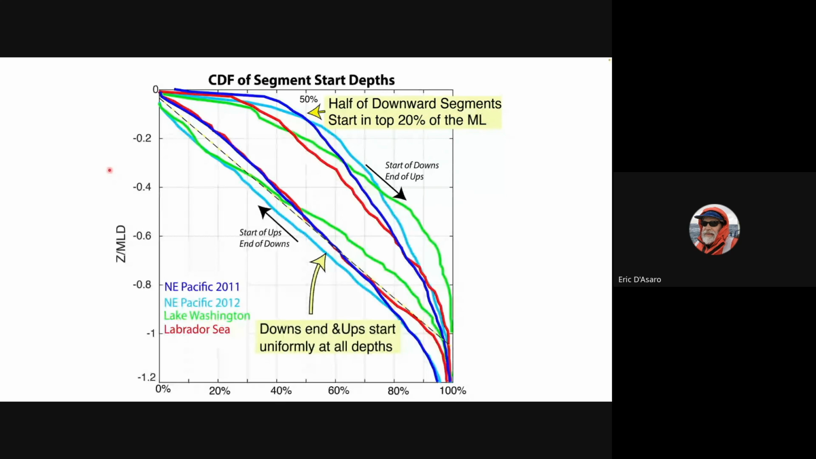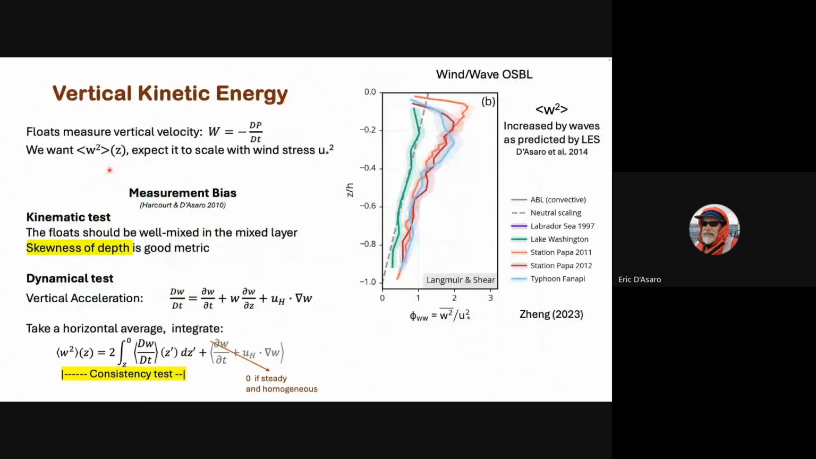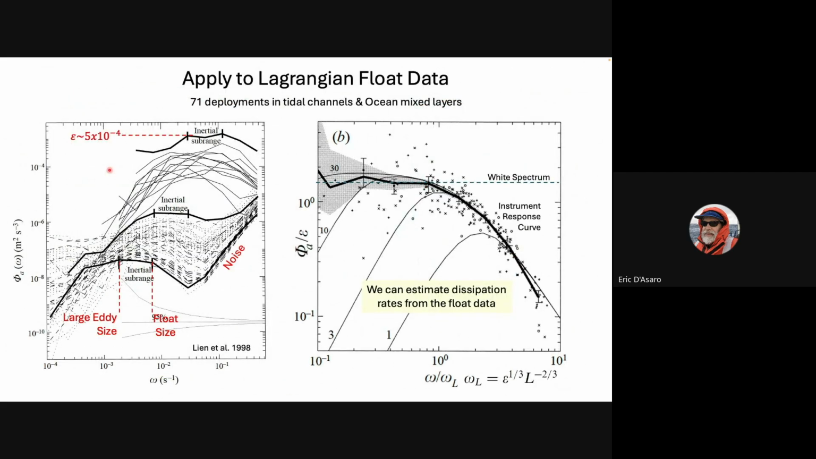That's this response function here. At high frequencies, the float doesn't follow the water because it's the same size as the eddies. But this curve is almost always the same, which is just saying that there's a universal property. So we can apply that in many circumstances.